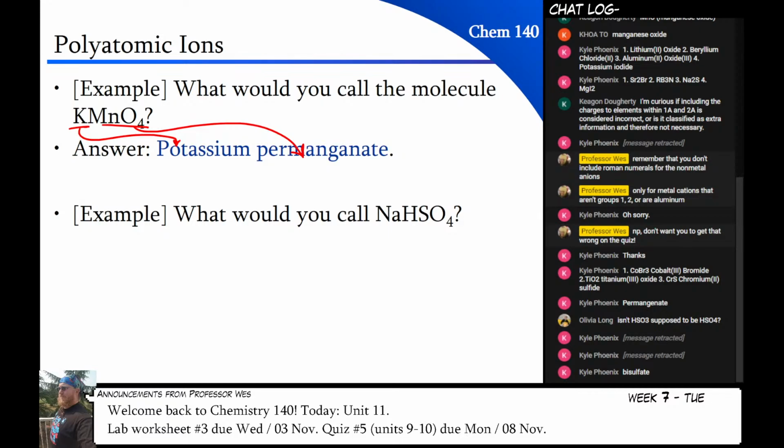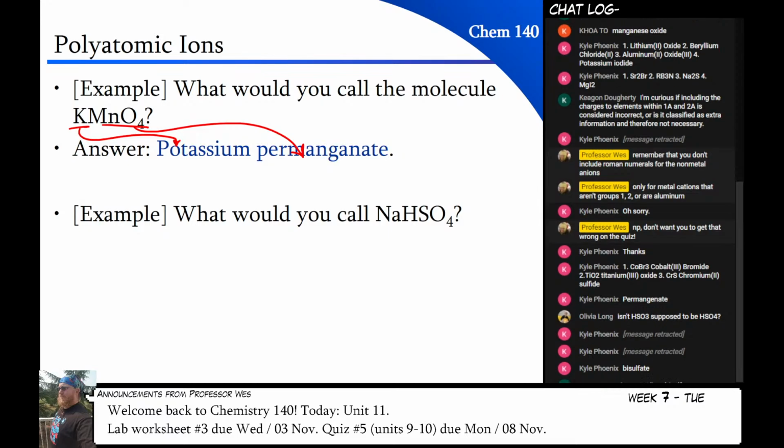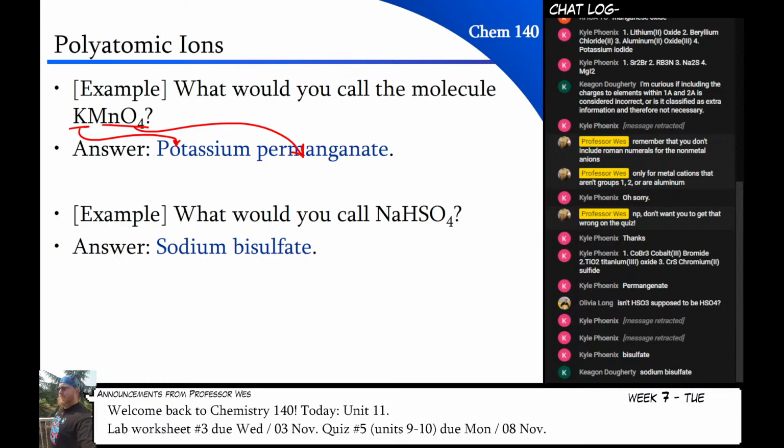Alright, so now that you found the ion, what would you call this? Well, you just say sodium and then the name of the polyatomic ion, which would just be bisulfate. So there you go.